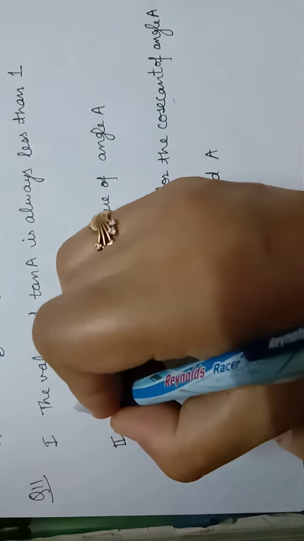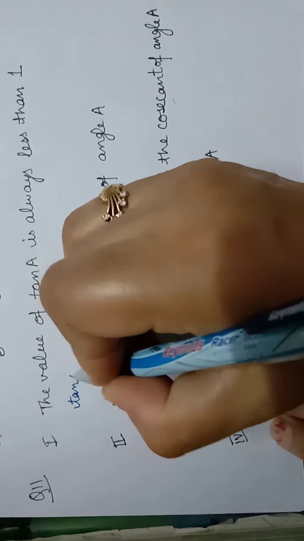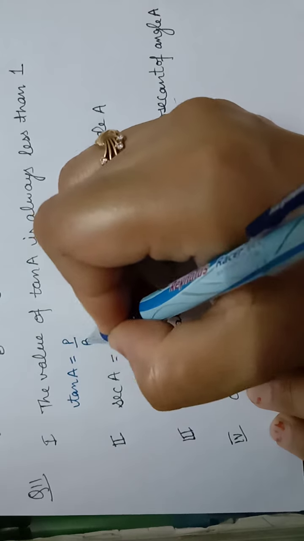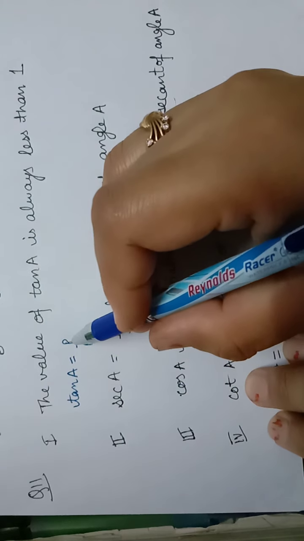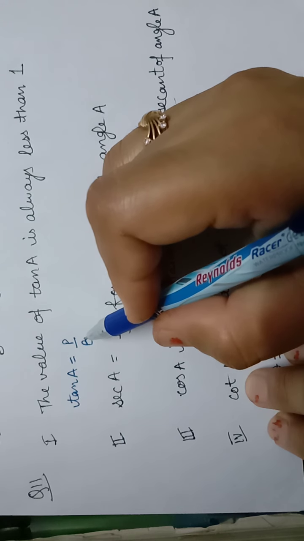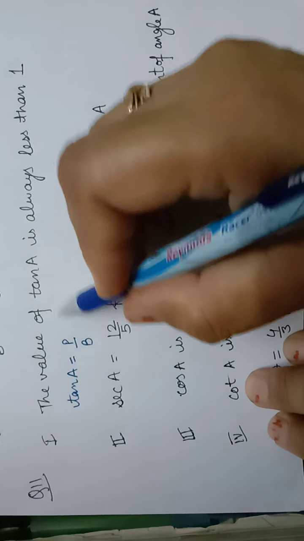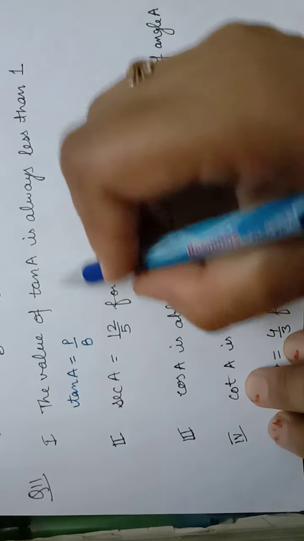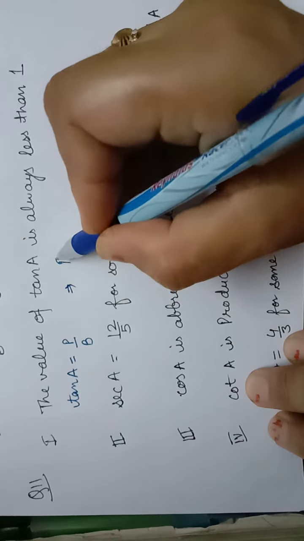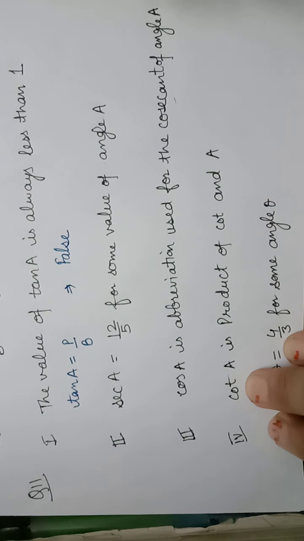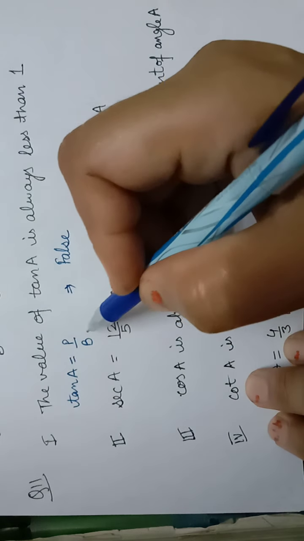Let us check. Tan of angle is equal to perpendicular over base, and perpendicular or base may be larger. If perpendicular is larger, then it is greater than 1, and if base is larger, then it is less than 1. So this statement is false, because the value of tan A can be less than 1 or can be more than 1 depending upon the perpendicular and base value.